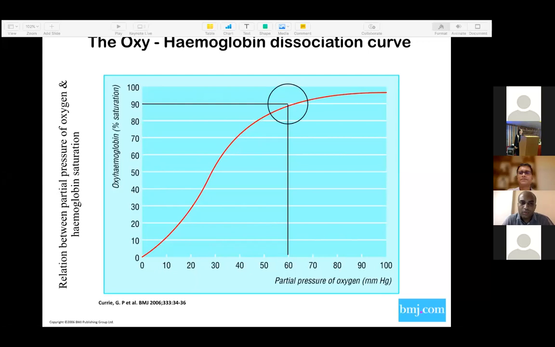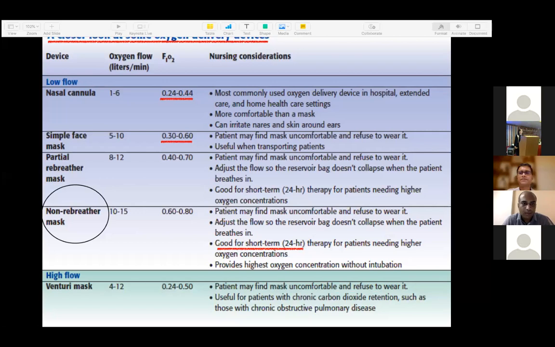And we all know that oxygen hemoglobin saturation is the main contributor to the oxygen carrying capacity of blood. That's why we need to remember that our target saturation should be above 90. Now, how can we deliver oxygen in these patients? Because it's a viral pneumonia, obviously they are hypoxic, and we have to give supplemental oxygen once they are less than 90. One is a nasal cannula, one can be a simple face mask, partial rebreathing mask, or non-rebreathing mask.